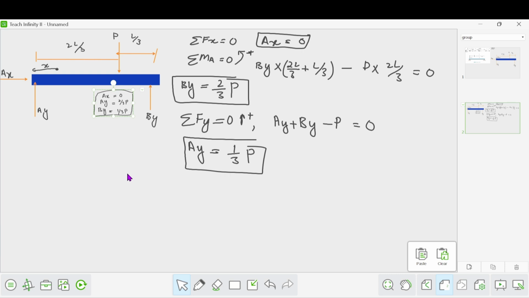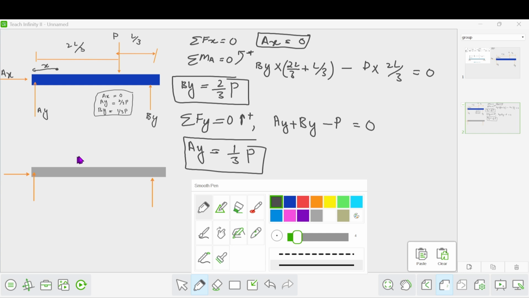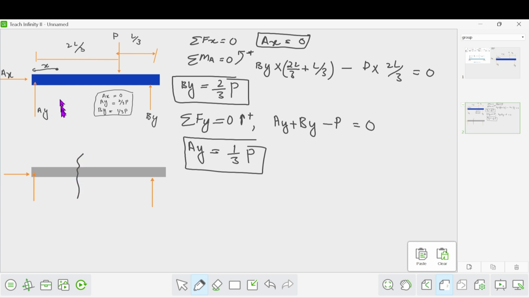In this part of the exercise, we will use the section method in order to make it easier to determine the requested parameter. So in the section method, for example, this is a beam. This is FAY and AX, and this is BY. So I cut the beam at this X. So this is my X. I have to determine the shear force and bending moment at this point.